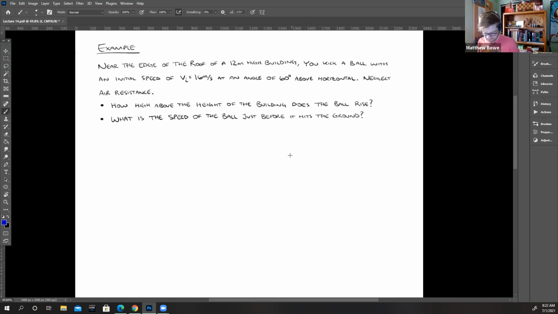Let's draw a little diagram of what's happening. I don't have to be too perfect with the picture. It'll just help me see what's going on. So we're on a building. It's pretty tall. It's 12 meters. It's probably about a 4 or 5 story building.